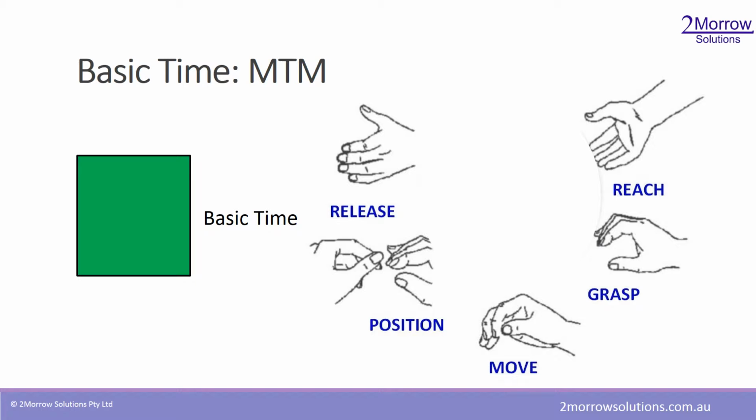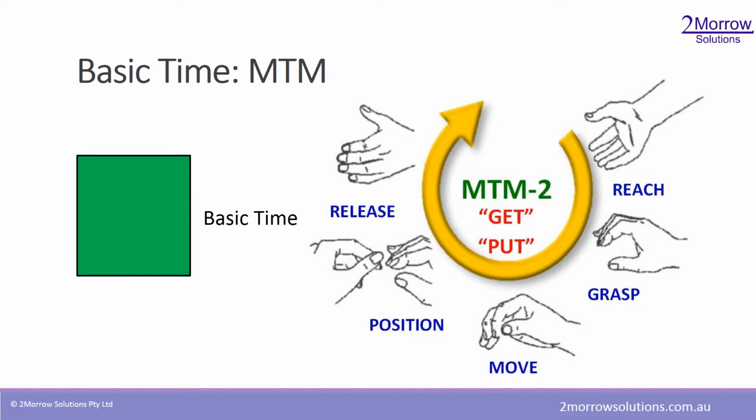In the original MTM system, MTM1, the basic motions are reach, grasp, move, position, and release. For simplicity, a second-generation MTM system was developed, MTM2, where the basic motions have been combined into motion sequences: get and put. In this presentation, we will be focusing on the application of MTM2 in the engineered standard time system.